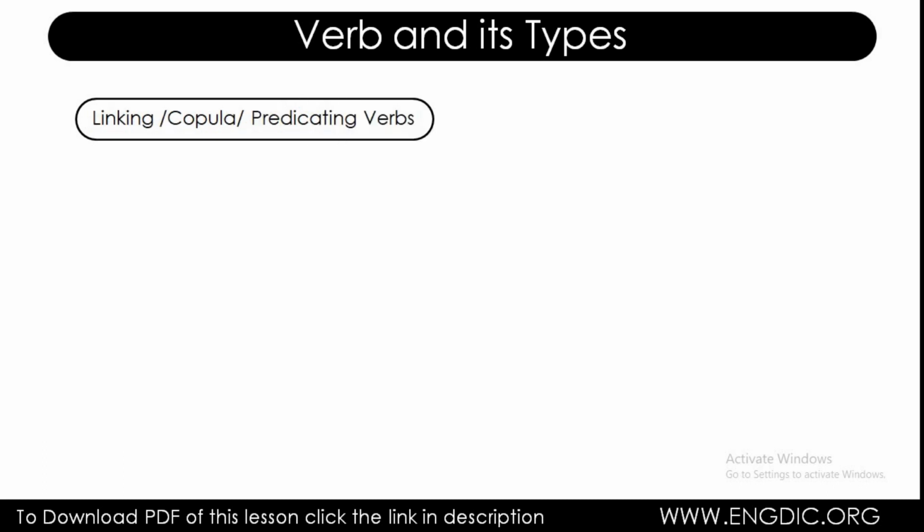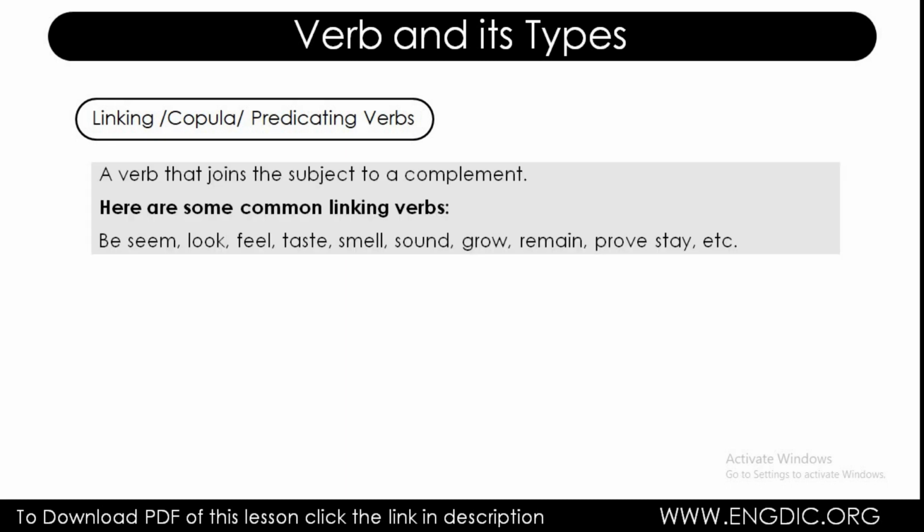Now moving towards the linking verbs. Linking verbs are also known as copula or predicating verbs. A linking verb joins a subject to a complement. Here are some common linking verbs: be, seem, look, feel, smell, sound, grow, remain, prove, stay, etc.